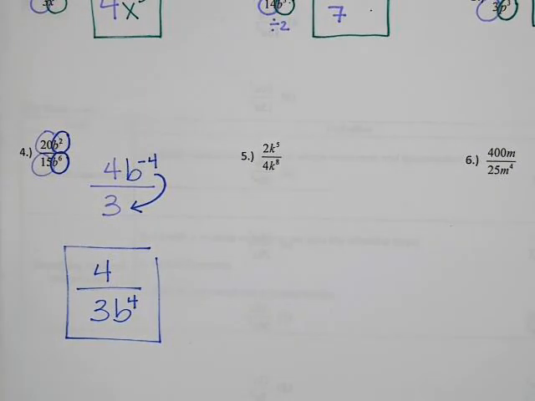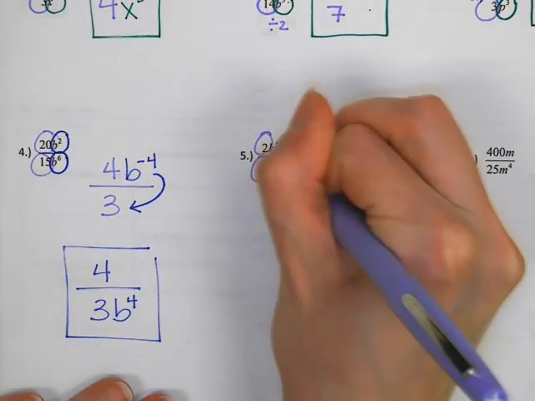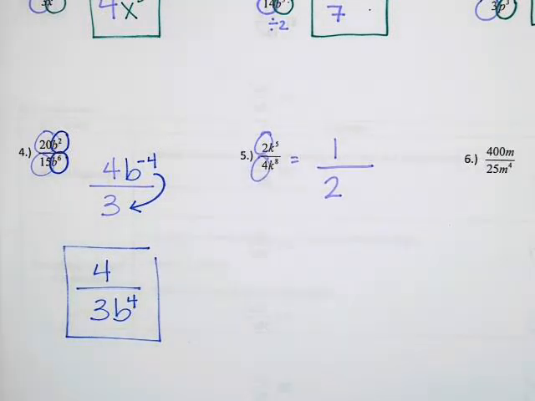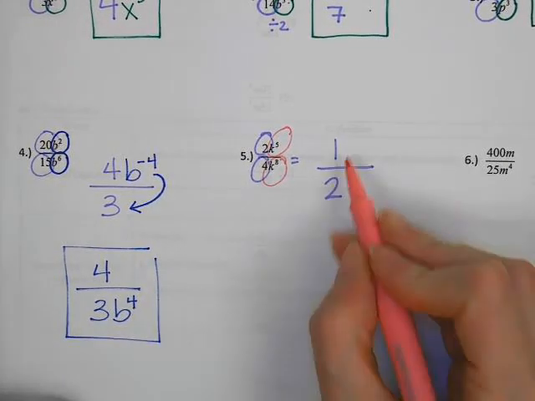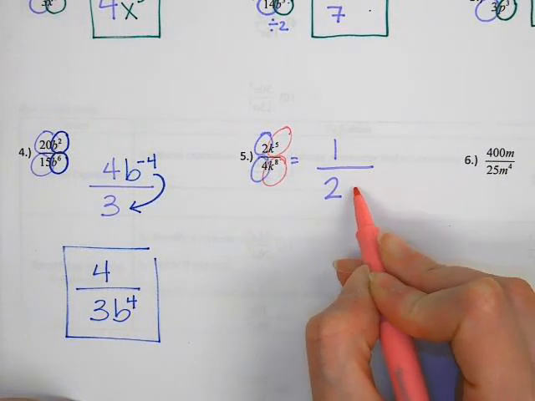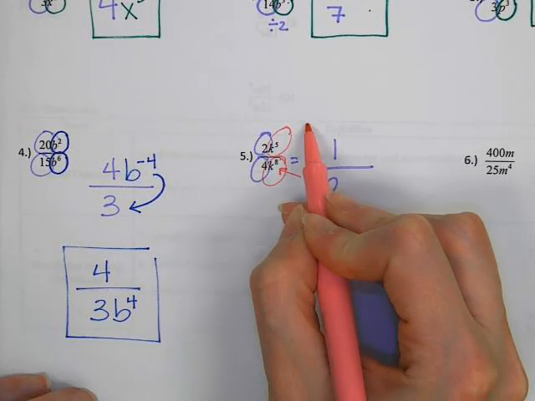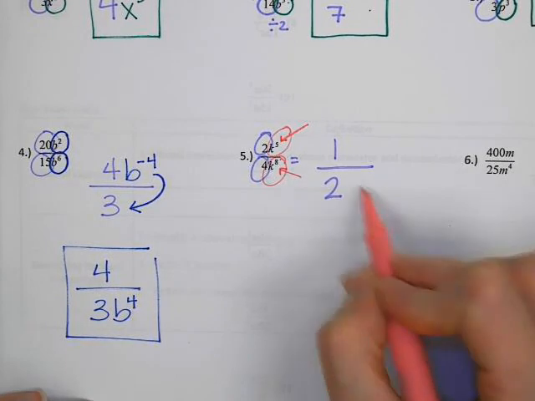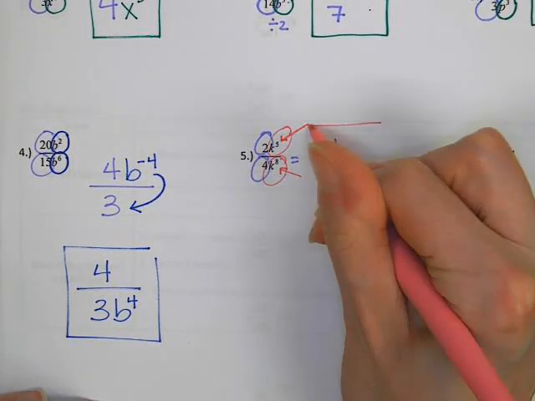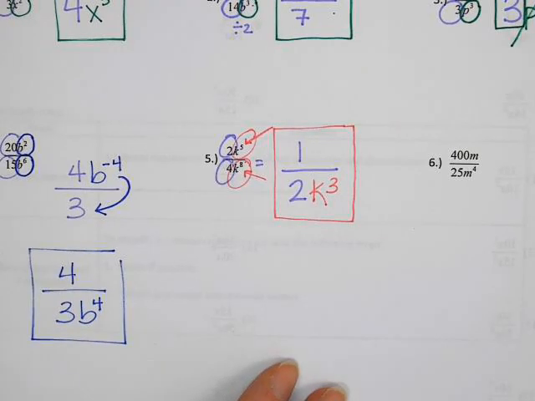Okay, let's do another one of those to practice. Okay, number 5. 2/4 reduces to 1/2. Now a couple ways you can do the k's. 5 minus 8 is negative 3, but then you would drop it and it would become positive. Or just do 8 minus 5, and whichever one's bigger, it's going to stay there. So regardless how you do this one, the k to the 3rd should end up in the denominator. So 1 over 2k cubed.